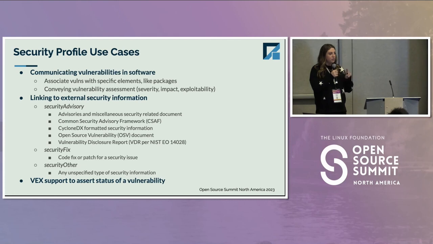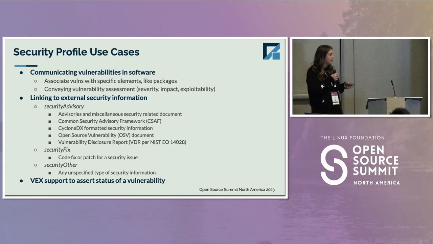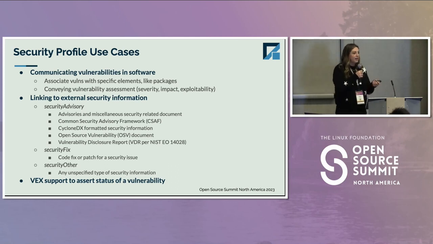And there's kind of two ways that you might want to talk about this. You might want to associate the vulnerability with a specific element. So this vulnerability is found in this package. You also probably want some way to communicate the severity of that vulnerability and the impact or the exploitability of it. And there's different ways that you can rate the severity, and we've built in support for those different ways.